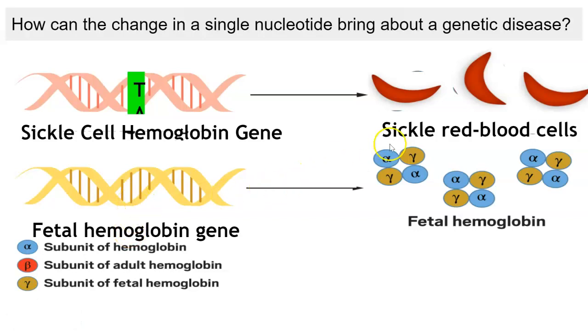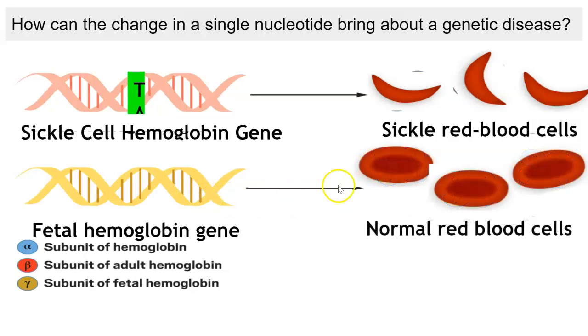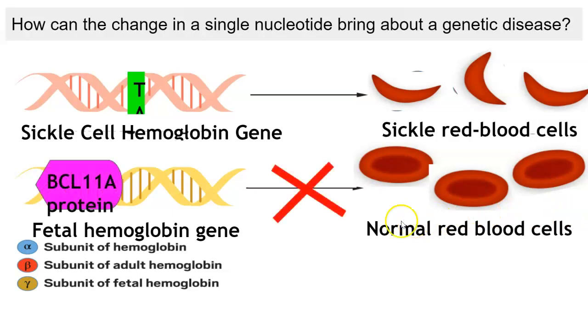And you know what? It's a slightly different form. There's gamma here. But guess what it produces? Totally normal red blood cells. But once you're born, there's another gene that is expressed, and that makes a protein called BCL11A. And guess what that does? That shuts down the production of normal red blood cells, and we're back to just making sickle cells.